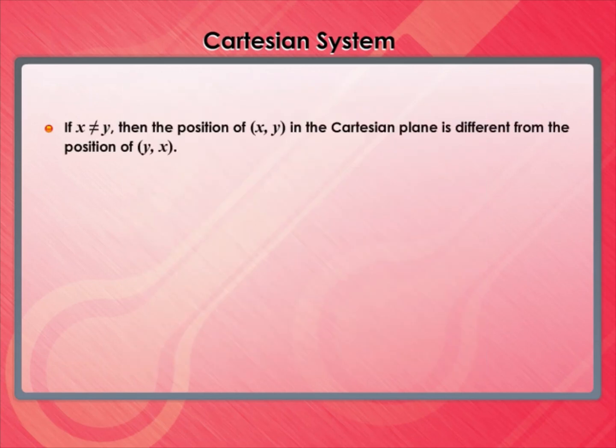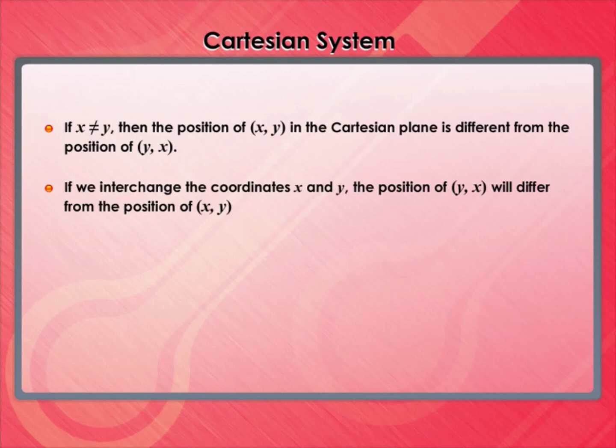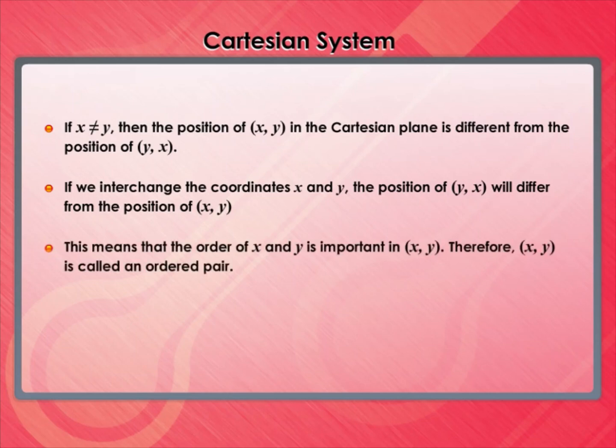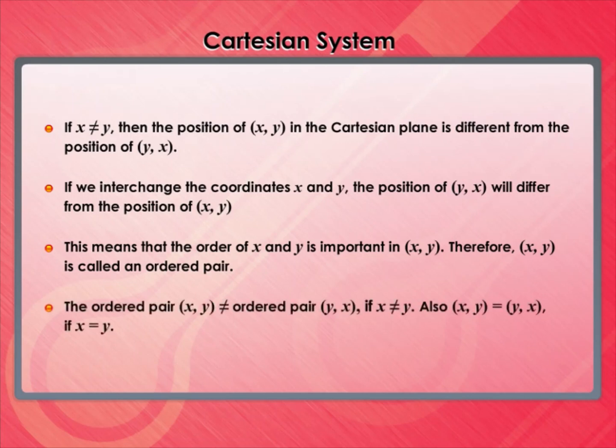From this example, we find that if x is not equal to y, then the position of (x, y) in the Cartesian plane is different from the position of (y, x). So, if we interchange the coordinates x and y, the position of (y, x) will differ from the position of (x, y). This means that the order of x and y is important in (x, y). Therefore, (x, y) is called an ordered pair. The ordered pair (x, y) is not equal to the ordered pair (y, x) if x is not equal to y. Also, (x, y) is equal to (y, x) if x is equal to y.